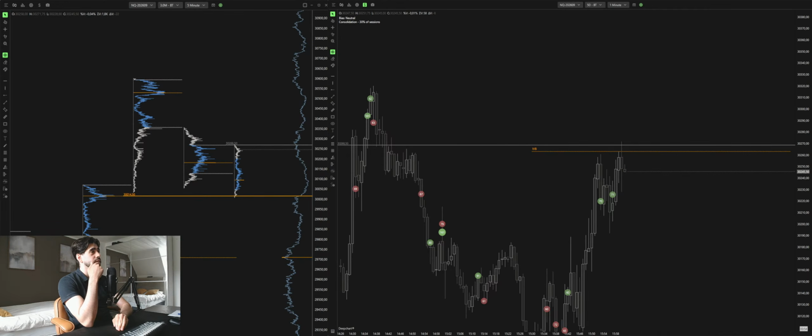VWAP absorption. I think we can do some algo trading on that one. On VWAP absorption.